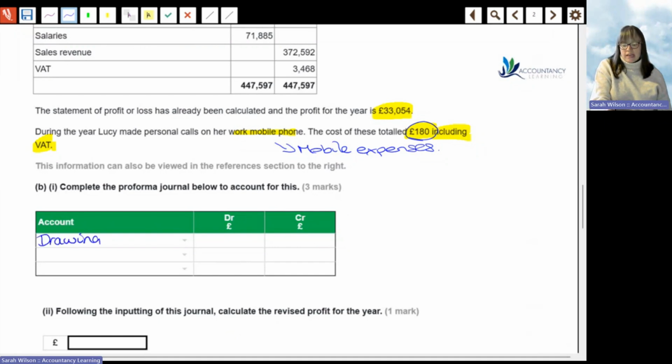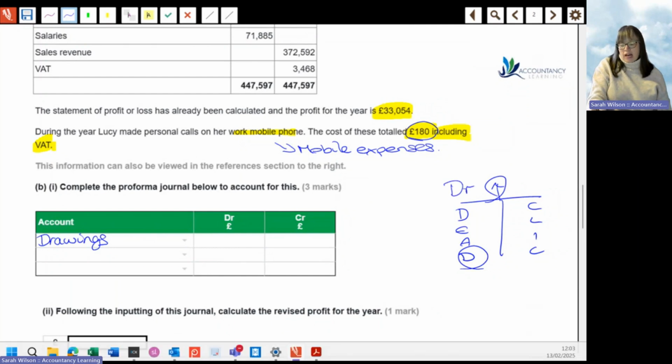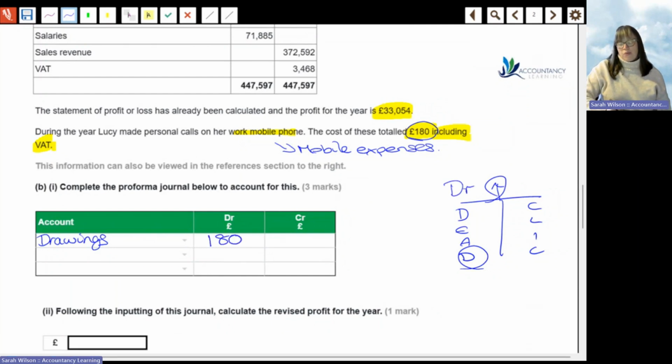So remember, in the exam, you will be able to click on these boxes to pick which account you think it comes out of. So drawings, and again, remember with our dead click, if we are increasing our drawings, it's going to be a debit, and it's going to be the full amount, £180. So we've dealt with her taking that out of the business. So now we need to deal with what that means for the business.